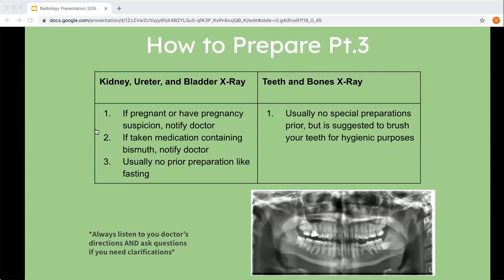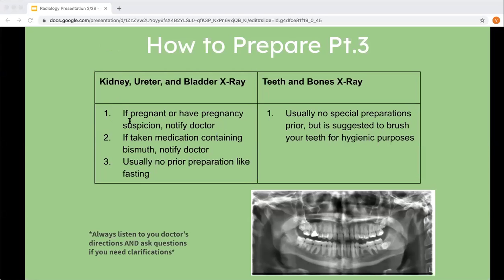All right, next slide. Okay, so to prepare for a kidney, ureter and bladder x-ray, you want to notify your radiologist if you're pregnant or if you suspect that you're pregnant, and if you have taken any medications containing bismuth in the prior 4 days. This is because bismuth may interfere with the testing procedure. Usually there are no prior preparations such as fasting, but always listen to what your doctor instructs you to do.